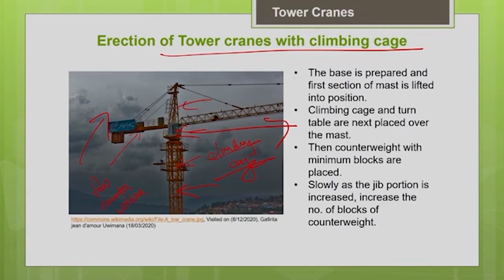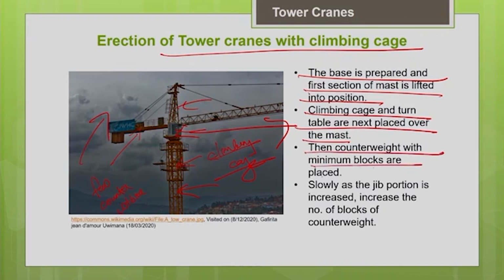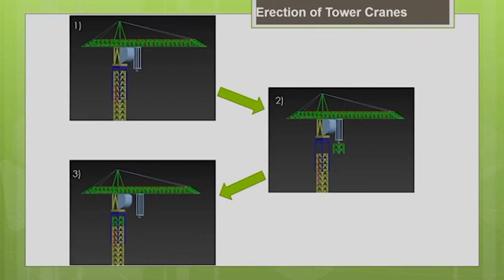So let me summarize. First the base is prepared with the proper foundation, and the first section of the mast is lifted into position with the help of another mobile crane. The climbing cage and the turntable are next placed over the mast. Then the counter jib with the minimum blocks is placed. Then slowly increase the jib portion and correspondingly increase the number of counterweight blocks in the counter jib. Once this is done, you can do the self-erection of the tower crane.